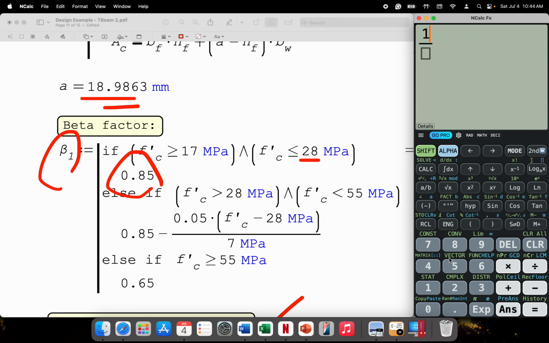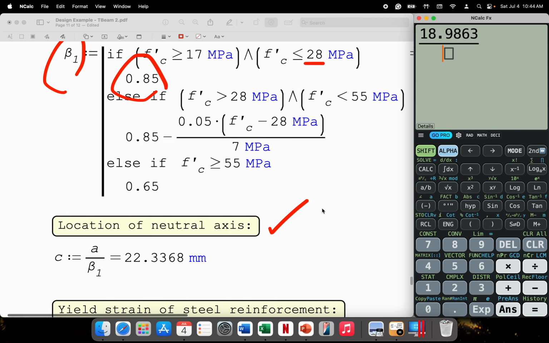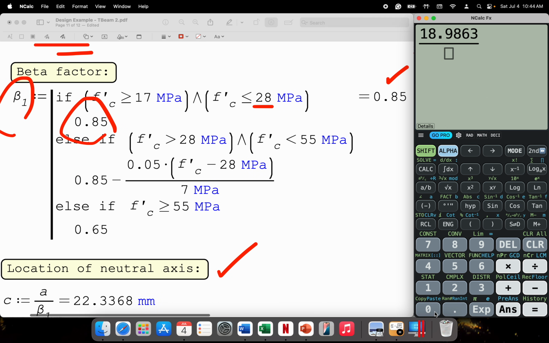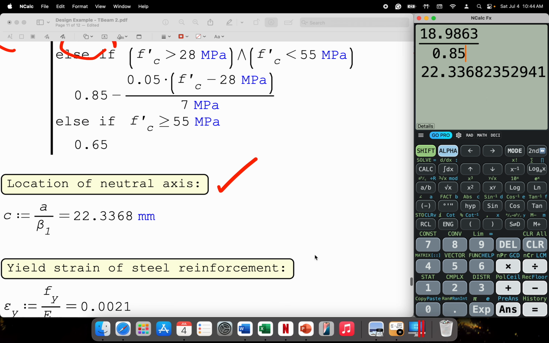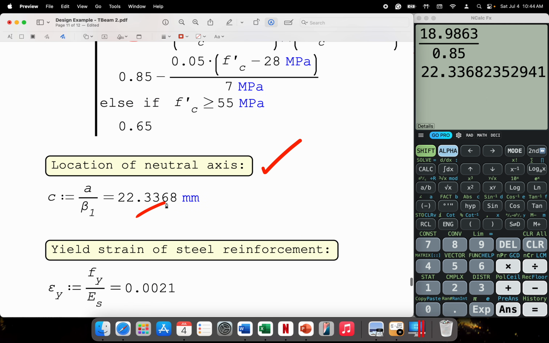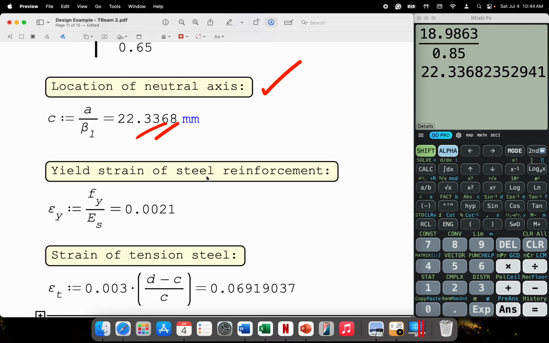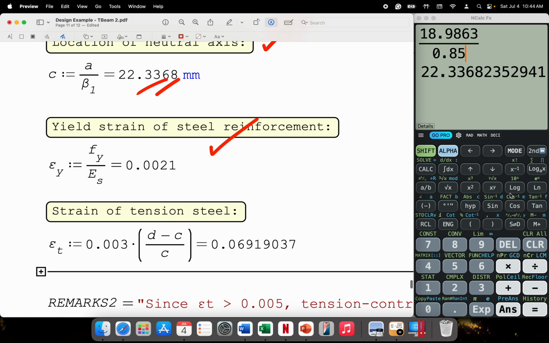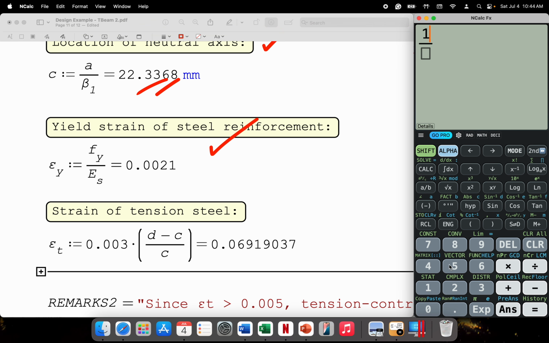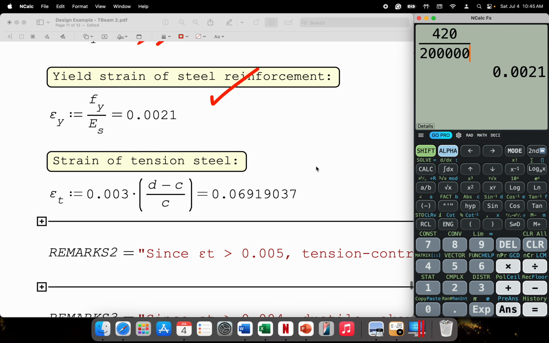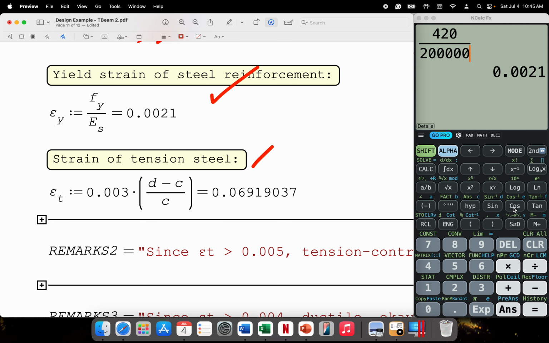We have 18.9863 divided by yung beta factor natin na 0.85. So, we'll get 22.3368. After that is to solve for the yield strain ng ating steel reinforcement. So, Fy natin na 420, i-divide na lang natin to sa elastic modulus ng steel na 200,000. We'll get 0.0021.